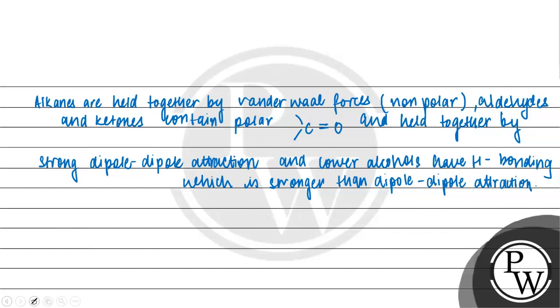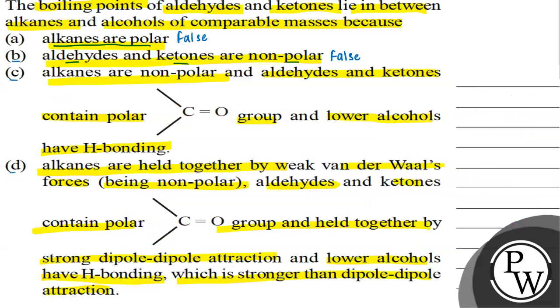If we have to mark the correct answer, our correct answer will be option C, because it says the same thing: alkanes are nonpolar, and aldehydes and ketones contain a polar carbonyl group, and lower alcohols have hydrogen bonding. If we read D, our D answer will also be correct, because it says alkanes are held together by weak van der Waals forces. This information is not given in the C option, though the C option is correct.